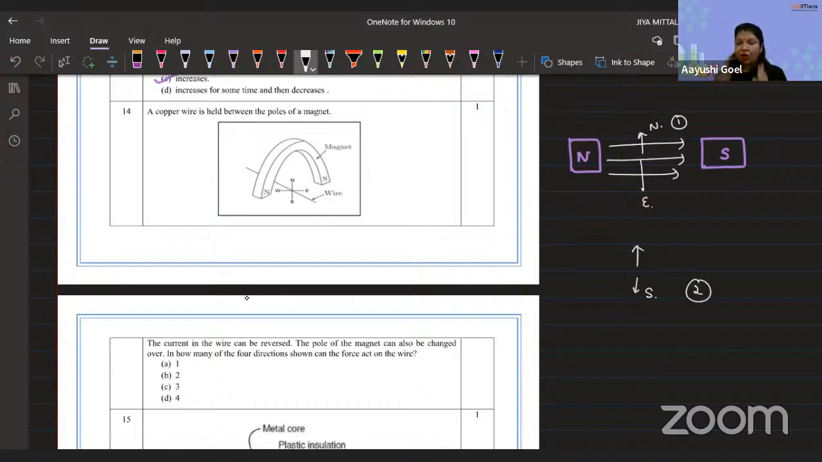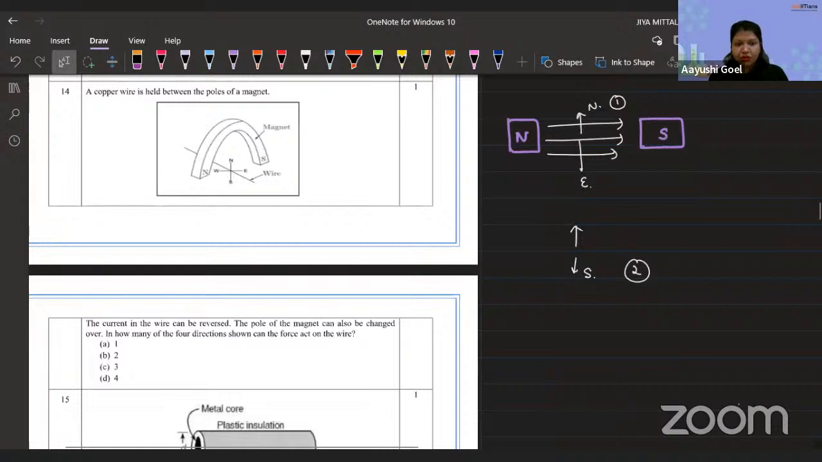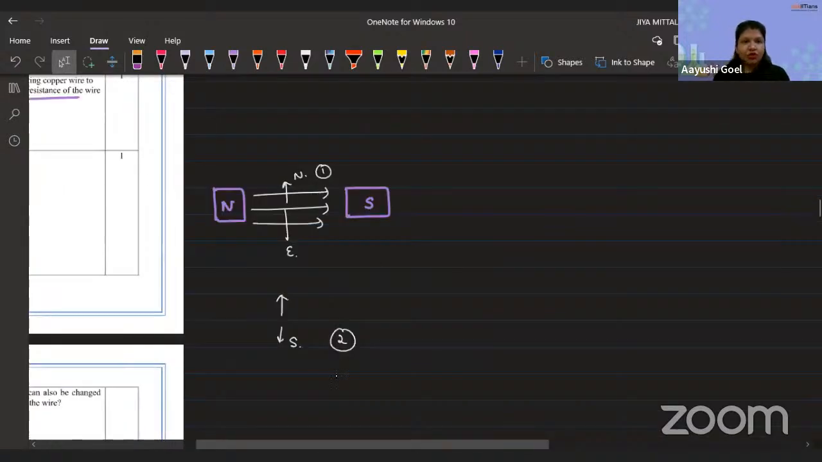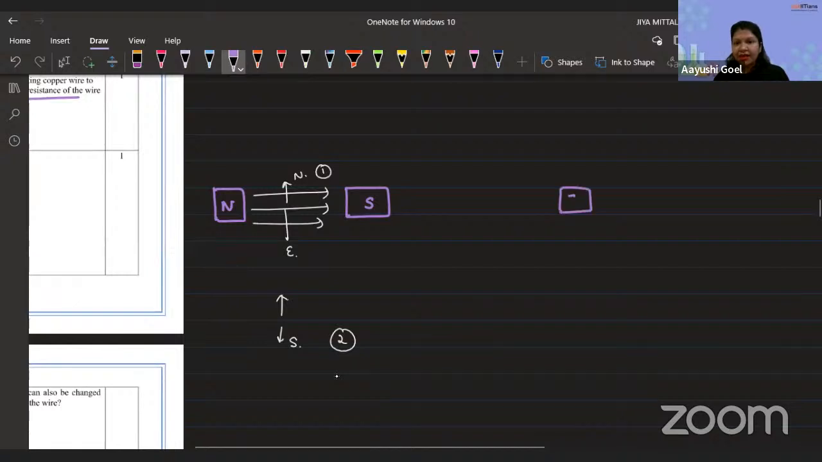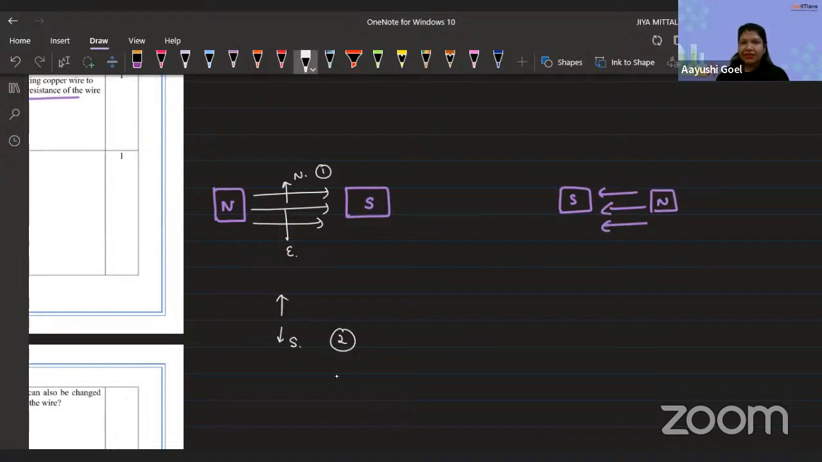Now I can change the north and south pole also. You have to check all the options. So let's change the north and south pole now. So now I'm taking this as my south pole and this as my north pole. Now my magnetic field will be moving in this direction. Same electric field I'm taking towards me like this. So it will be towards me. In this case, it will be moving down. So the force will be down. And if it is towards you, then in that case, the force will be up.